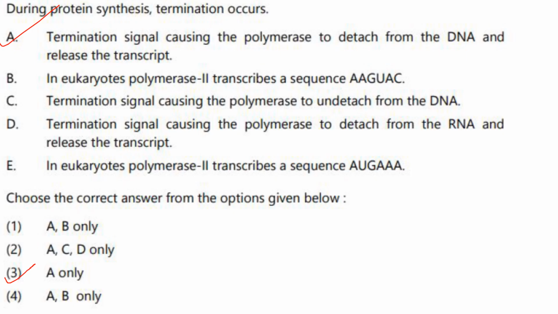Then in termination, B is not correct. Termination signal causing the polymerase to detach from the DNA. No. Termination signal causing the polymerase to detach from the RNA and release the transcript. That's also not correct. It is not detach from the RNA, it is the DNA. Then in eukaryotes, polymerase 2 transcribes a sequence AUGAA. That's also not correct. So only A is correct. So the answer here is option 3.